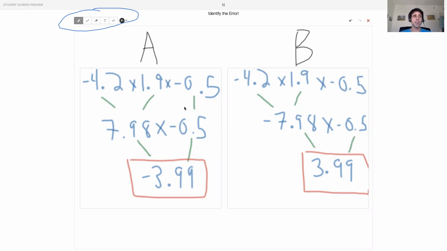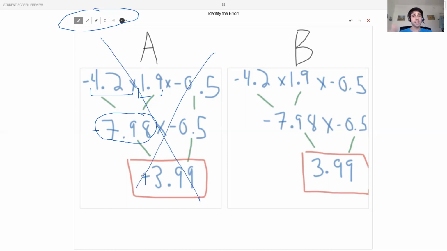Awesome. Hopefully you spent the last minute working on that there. So let's look at our error here. Do we think scholar A got it correct or scholar B got it correct? Well, let's look at what they did. Scholar A multiplied negative 4.2 times positive 1.9 and got positive 7.98. Uh-oh, is that correct? Let's think back to our review. Multiply a negative and a positive number, what does that give us? That's right, this right here is an incorrect step. This should be negative 7.98. So that means when we multiply these 2 together, we should be getting positive 3.99. So that scholar A is going to be incorrect.